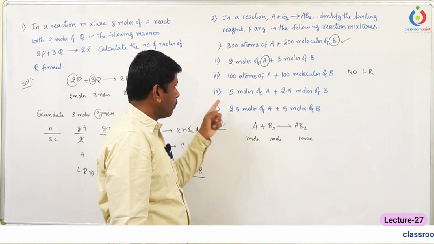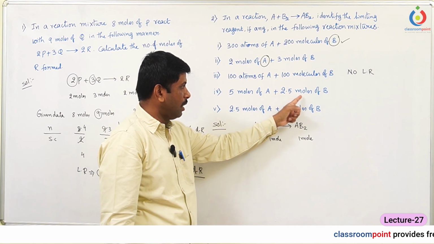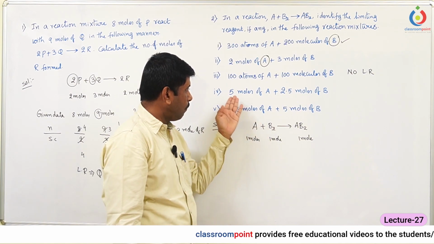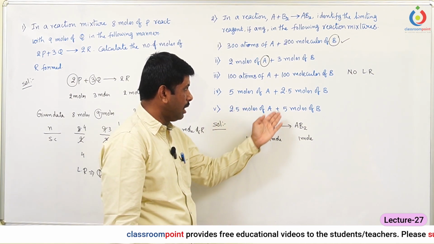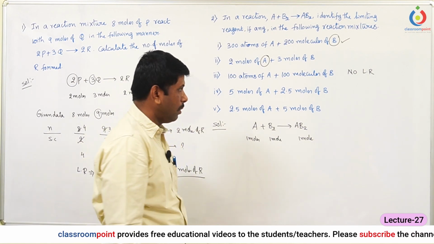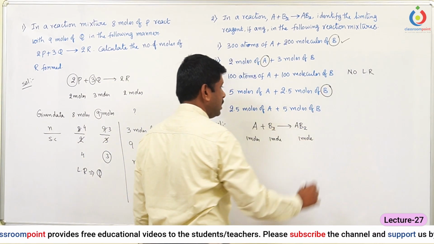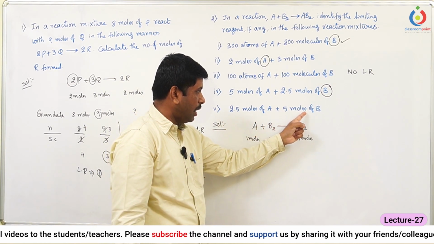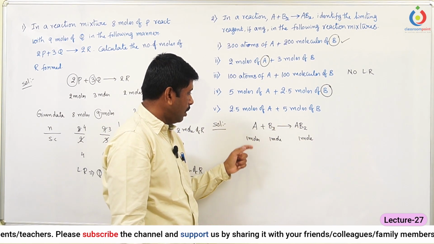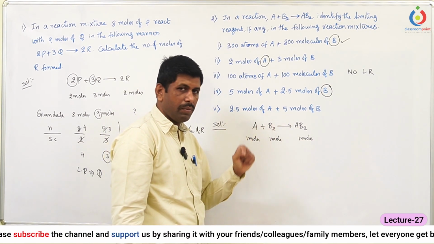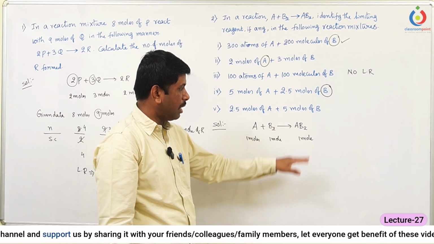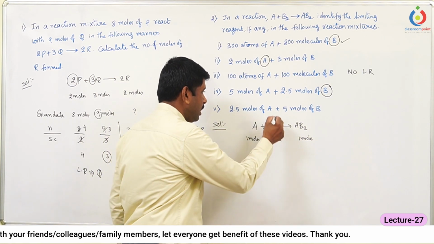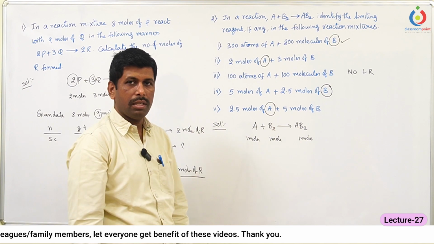Next, let us see the fourth one. 5 moles of A react with 2.5 moles of B. Just now we discussed that 1 mole needs 1 mole, so 5 moles of A need 5 moles of B, but only 2.5 moles of B is available. So in this combination, the limiting reagent is B. Now let us see 2.5 moles of A reacting with 5 moles of B. 2.5 moles of A need only 2.5 moles of B, but 5 moles of B is available. That means B is available in excess and A in limited quantity. That's why the limiting reagent is A in this reaction.